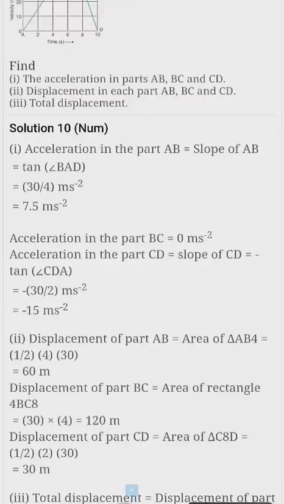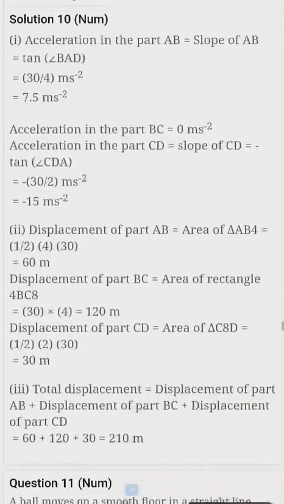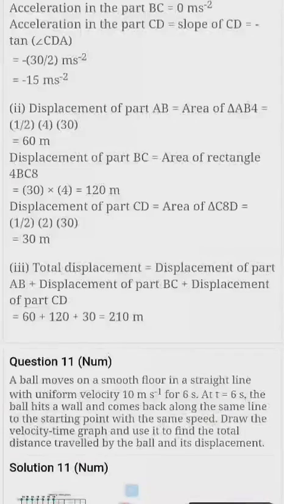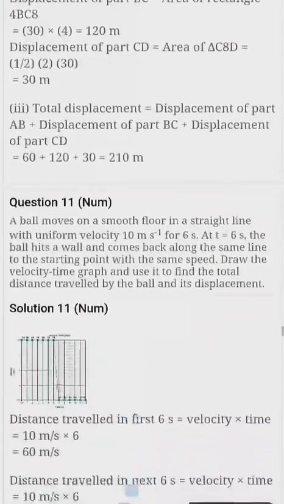Next you have total displacement. To find the total displacement, you have to add all the answers. So the answer will be 30 plus 60 plus 120. Hence you will get 210 meters. That is the displacement. Okay, so here is the answer. Now the 11th sum.